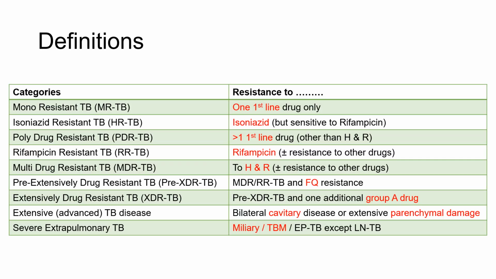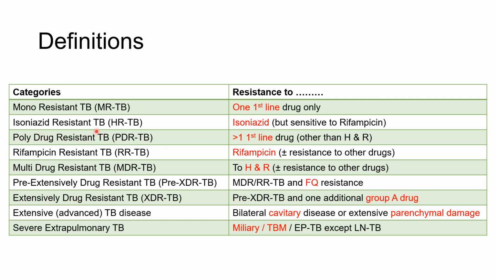Now coming to the most important slide in drug-resistant tuberculosis, the definitions. It usually comes as an MCQ. It's asked frequently in the examinations also. So what are the definitions? First, monoresistant tuberculosis. Monoresistant means resistance to one first-line drug only, no other drugs. If any first-line drug is resistant, it is called monoresistant.